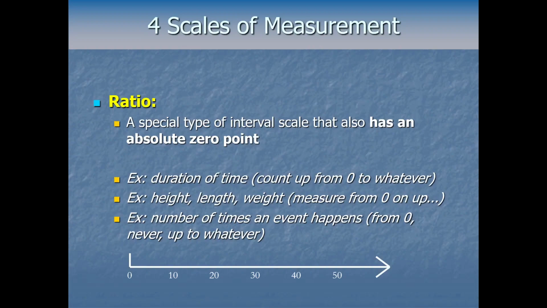Likewise, if we're doing a survey where we ask participants to tell us the number of times something has happened, or where we're observing behaviors and we count how many times it happens, you can count how often something has happened. You count up from 0, meaning 0, never, it hasn't happened yet. So again, there's an absolute 0 point there, and we would classify it as the ratio scale of measurement.